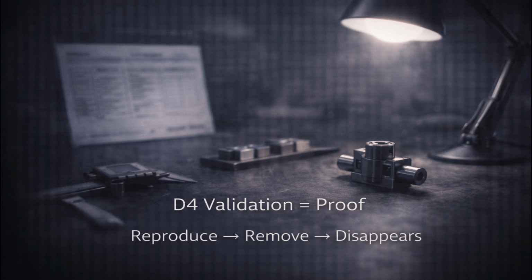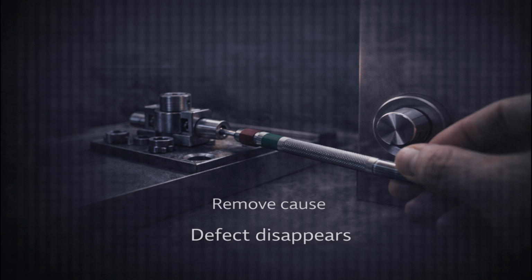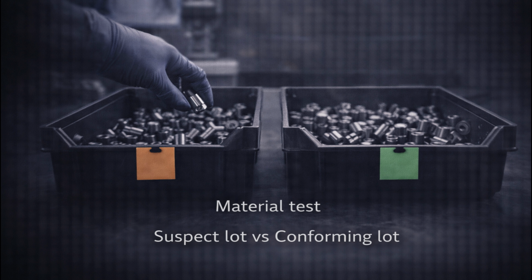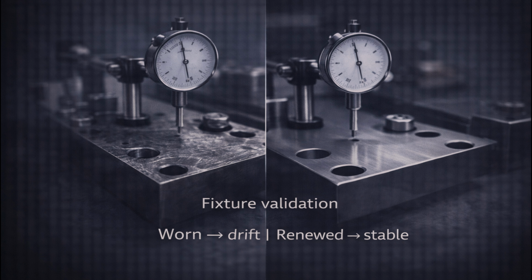Then comes the critical phase: evidence-based validation of the causes you found. Deliberately turn the suspected cause on to reproduce the defect, then remove the cause and show the defect disappears. Suspect material, run parts with the suspect lot and collect data, then repeat with conforming material. Suspect a worn fixture, do measurements drift with a worn fixture, and stabilize with a renewed one.